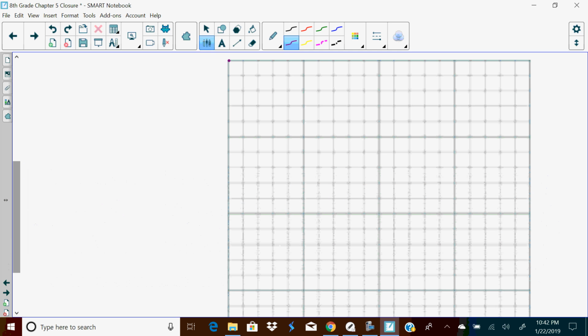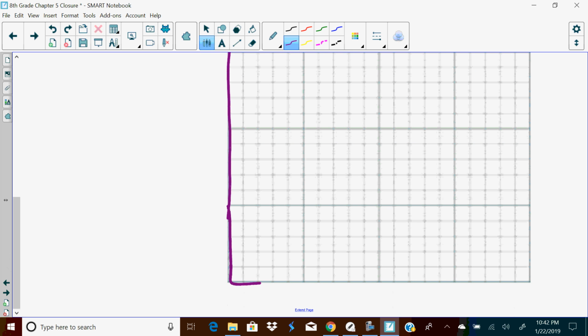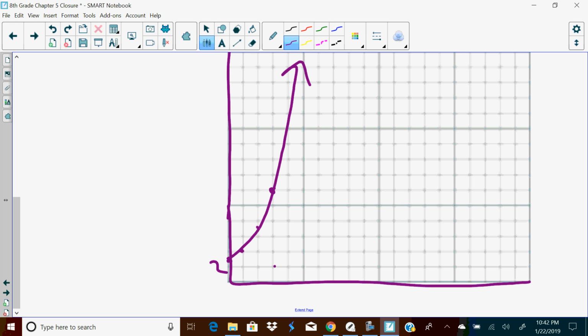So on my graph, figure 0 starts at, and if I count by 2s, it's 3. Figure 1 was 4. Figure 2 was 7, so 2, 4, 6, 7 would be right there. Figure 3 was 12, so 2, 4, 6, 8, 10, 12. So if you notice, it's starting to go, so the graph actually ended up going by a curve.